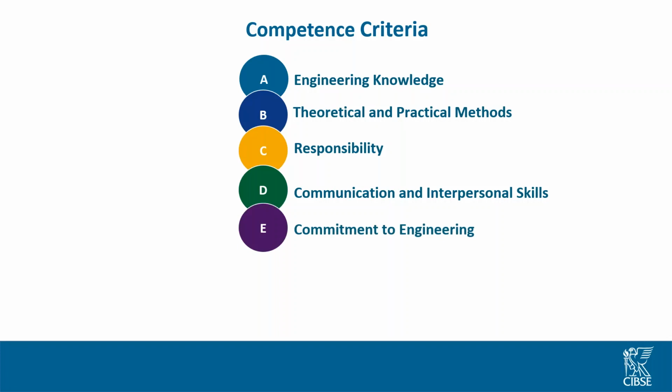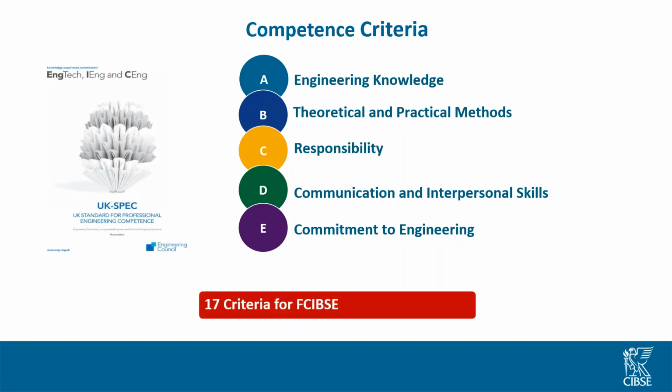Section E is all about your commitment to engineering. So how you comply with CIBSE's Code of Conduct, how you understand and practice the health and safety rules and guidelines, how you keep yourself up to date with CPD, for example. Are you logging your CPD in the journal every month? Those are just examples. So again, there are 17 criteria that you need to address as part of FCIBSE for your report.